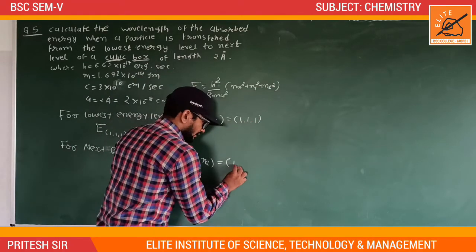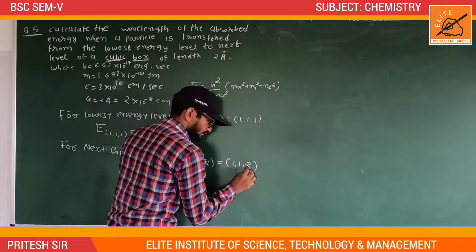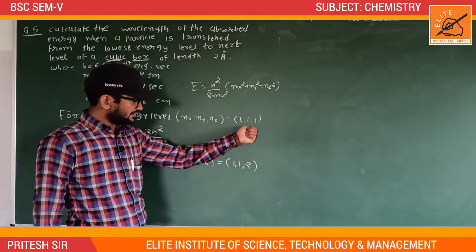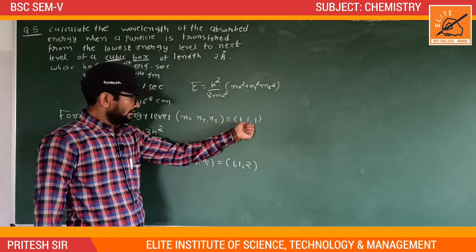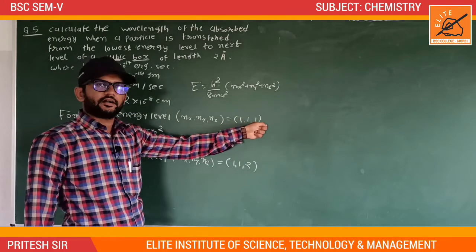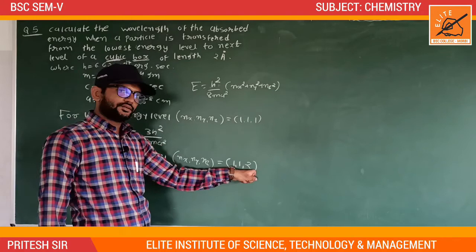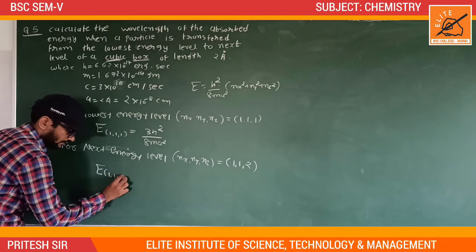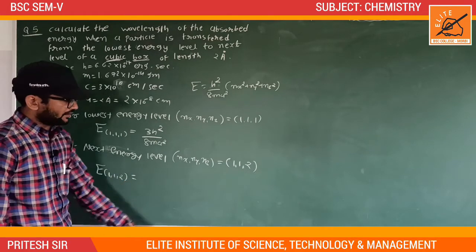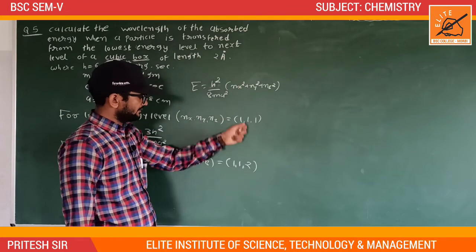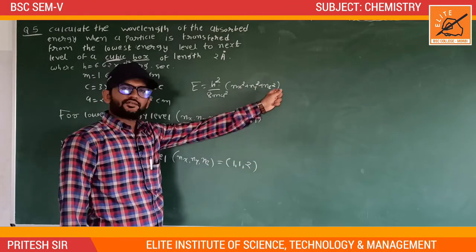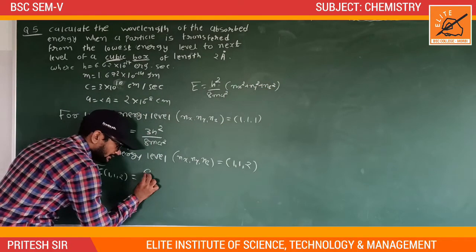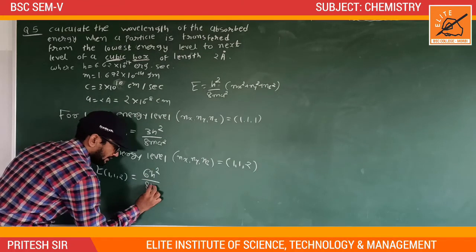So in this case I change this one into 2. Okay, so this is the next level. It means nx is equal to 1, ny is also 1, but nz, in case of zero point energy, is equal to 1, but for the next level nz will become 2. So at that time energy E112 is equal to, put the value of 112 in the equation of energy. It means 1 square plus 1 square plus 2 square, it means 1 plus 1 plus 4 is equal to 6, so 6h square upon 8ma square.